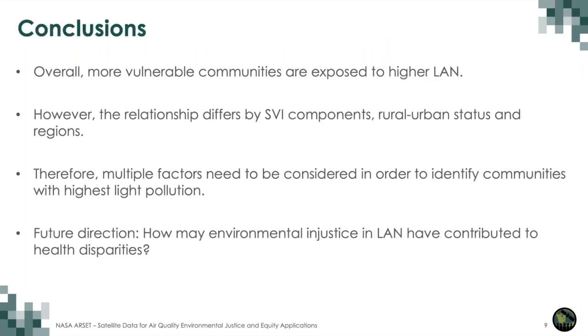So in conclusion, from this analysis, we found that overall, more vulnerable communities are exposed to higher light at night. However, the relationship is very complicated. It differs by social vulnerability components, rural urban status, and regions. And what this reminds us is when it comes to identifying communities with highest light pollution or other environmental hazards, it's really important to consider multiple factors for characterizing those communities. And for us, a future direction is to really understand how this environmental injustice in light at night, or this uneven distribution of light at night, may have contributed to health disparities in this country.